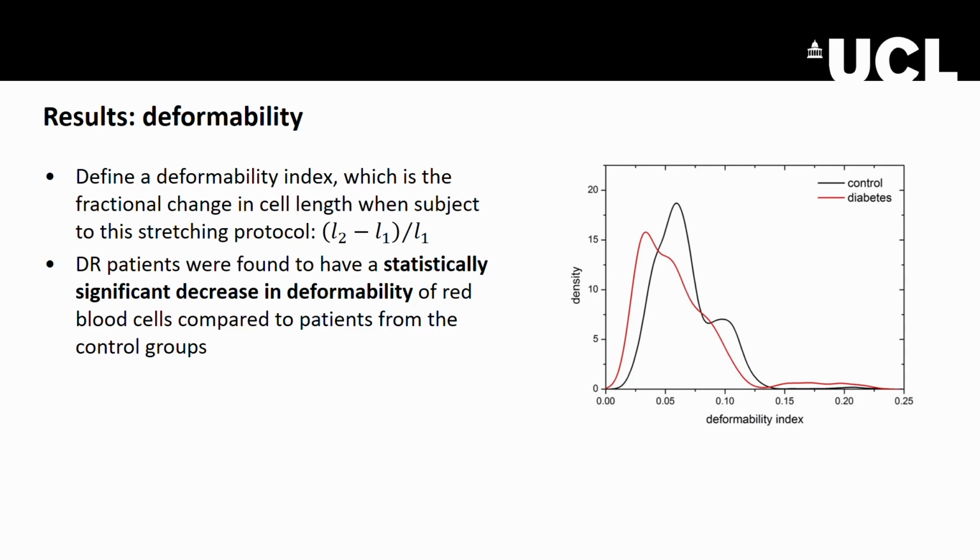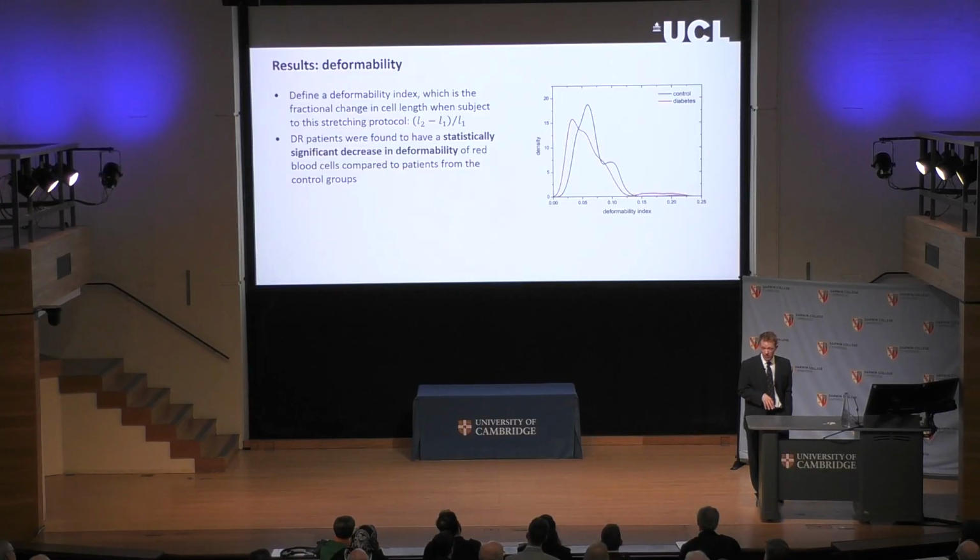Okay. Why is this important? Well, you remember I said that a red blood cell is about 8 microns across. The smallest microvasculature in the eye is only about 5 microns. Blood cells need to be able to fold and distort to pass through.